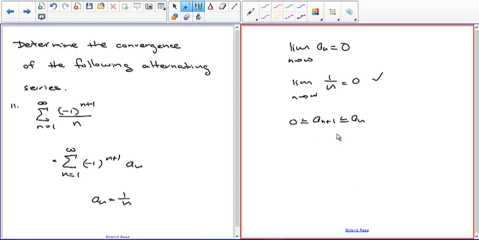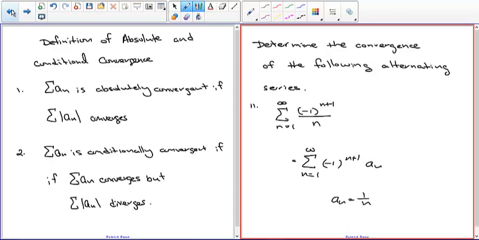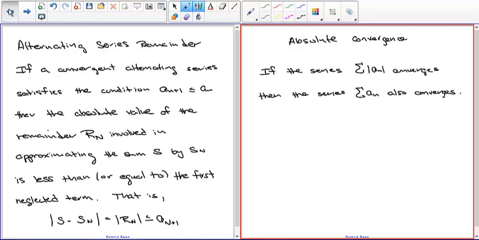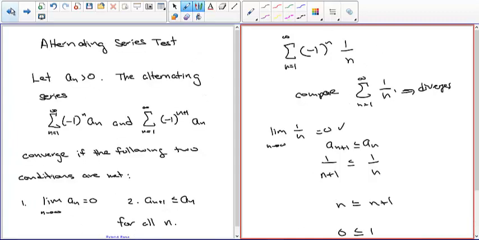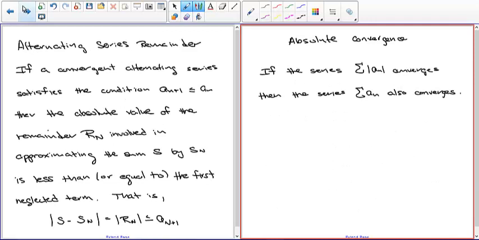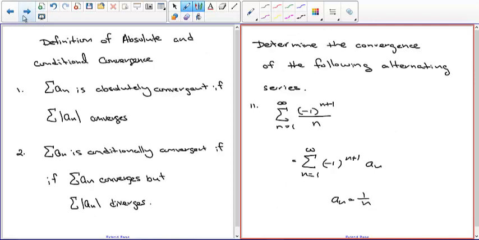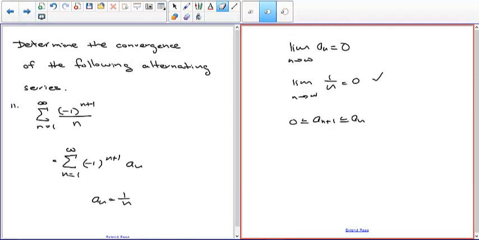I don't know if the requirement that a sub n be positive is needed. Let's go back and check that out. I can't remember. No, it doesn't have to be. Usually a sub n is positive, but it doesn't say it has to be positive, so I'll just take that off there.